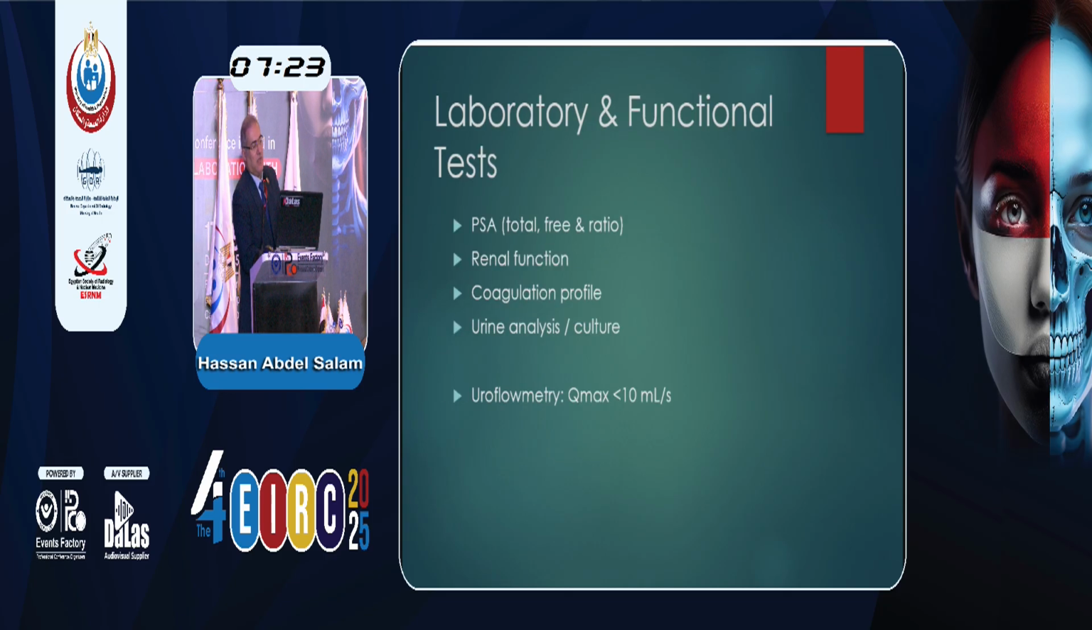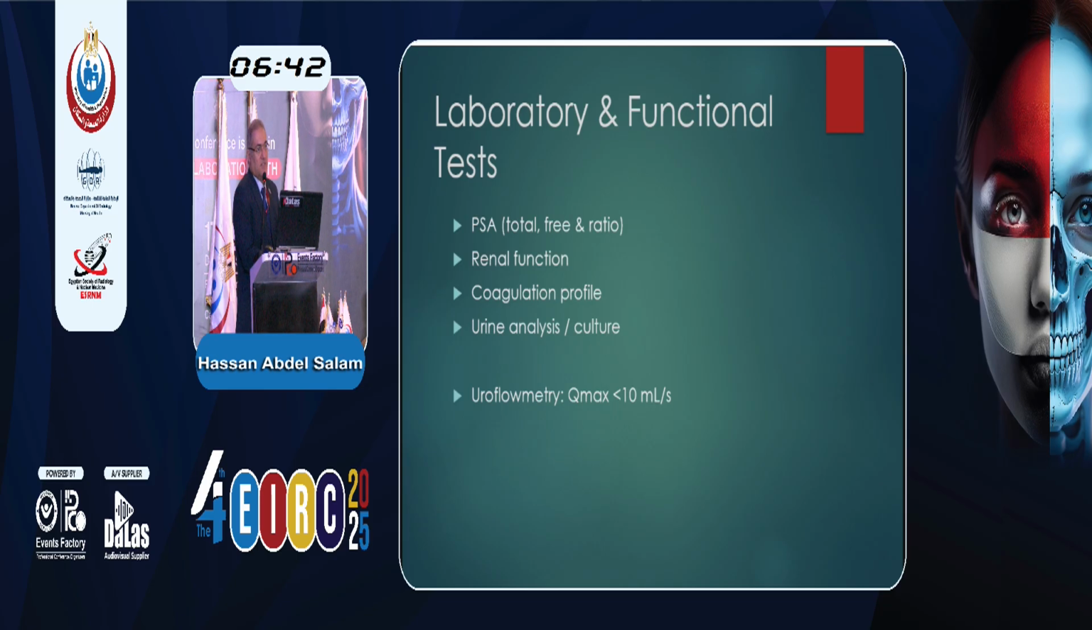The labs, we do PSA, total, free, and ratio, and then in some cases we need to do MRI or biopsy. If everything is fine with the PSA, we normally don't do MRI or biopsy, of course. Renal functions, it is an essential test before giving the IV contrast during the embolization. Coagulation profile, urine analysis, and if there is infection, then we proceed to culture.